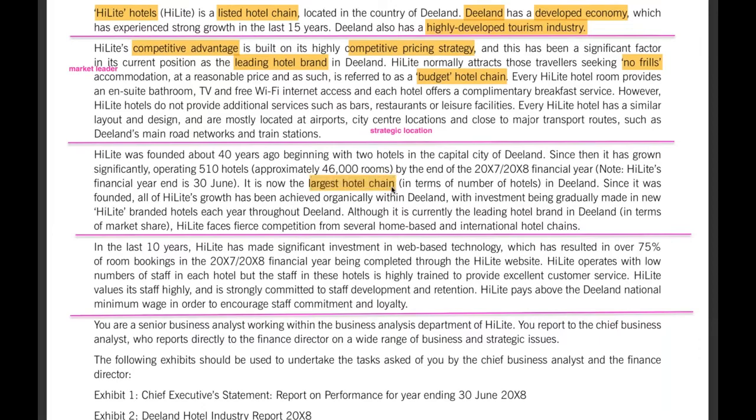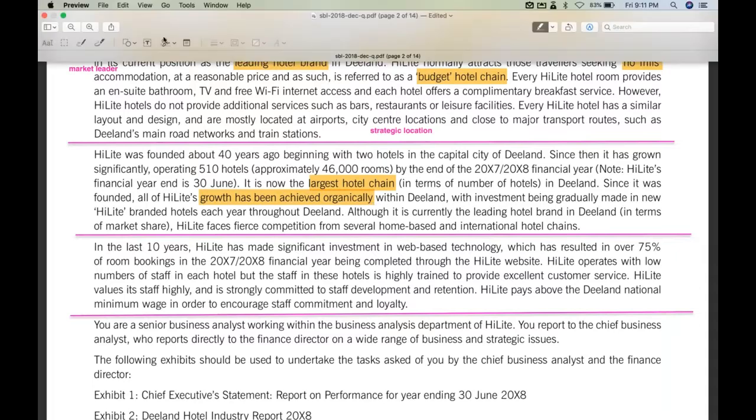Another emphasis, okay, in terms of number of hotels as well, all right, in Dillon. So you can imagine that they are everywhere in Dillon, all right. So since it was founded, all Highlight's growth has been achieved organically. What does this mean?